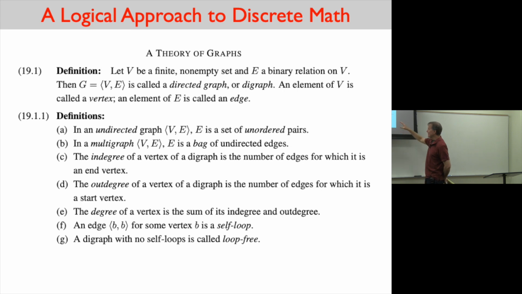Just think about that. And that's called a directed graph, or digraph. An element of V is called a vertex, and an element of E is called an edge.